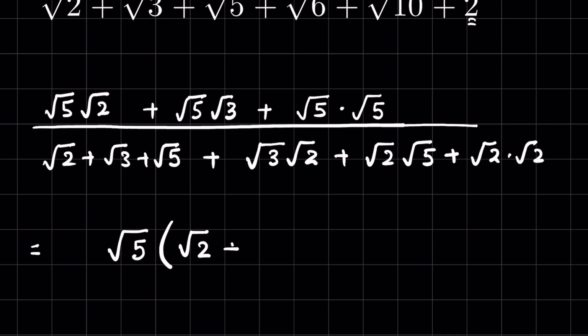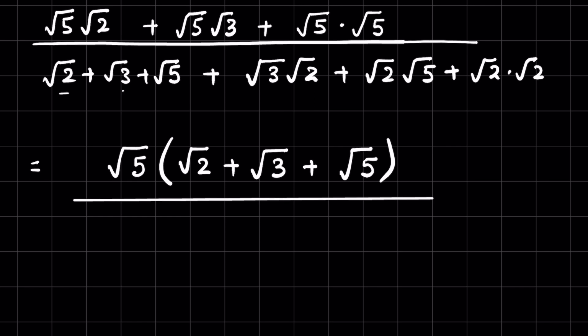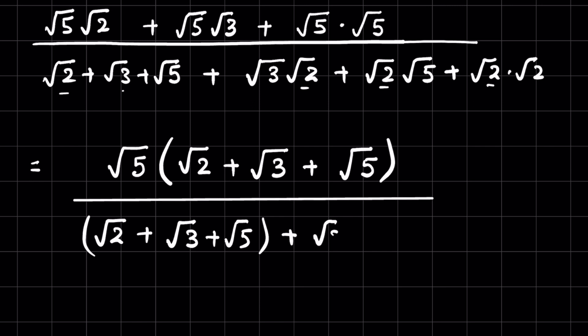Now in the numerator we can take square root of 5 as common and write square root of 2 plus square root of 3 plus square root of 5. Upon, here square root of 2, square root of 3 and square root of 5, if we take them together, square root of 2 plus square root of 3 plus square root of 5 in a bracket, and on this side we can take square root of 2 as common, so we write square root of 2 bracket square root of 3 plus square root of 5 plus square root of 2. Now these two terms are similar, we can rearrange it and write it as square root of 2 plus square root of 3 plus square root of 5.